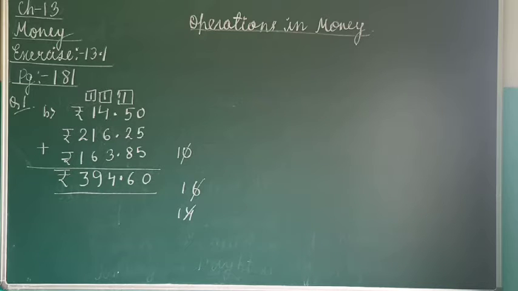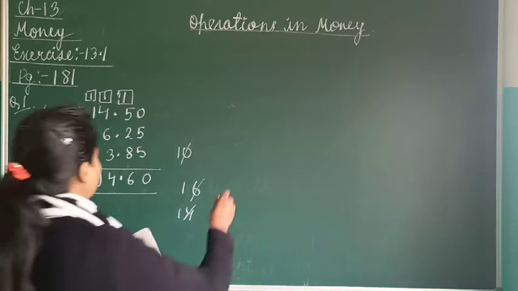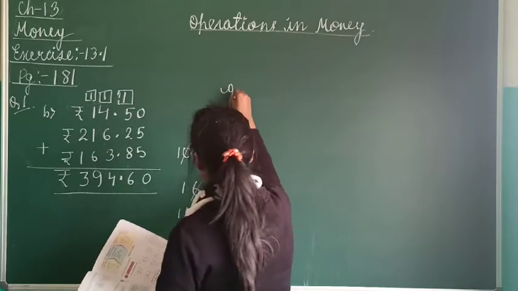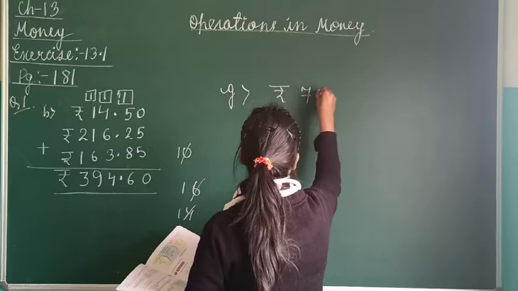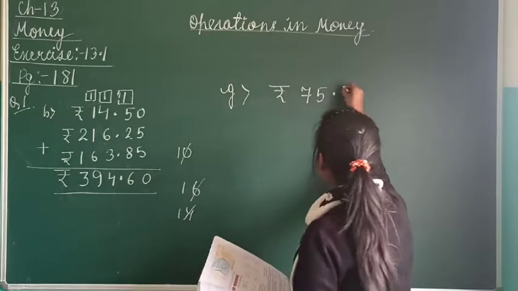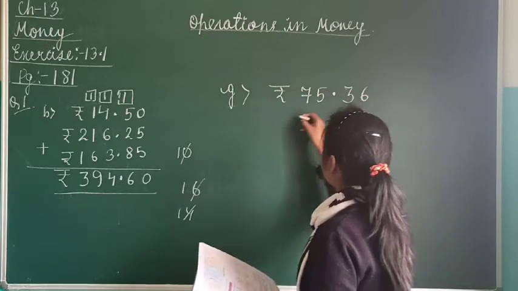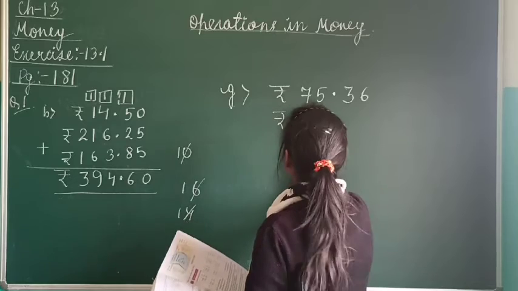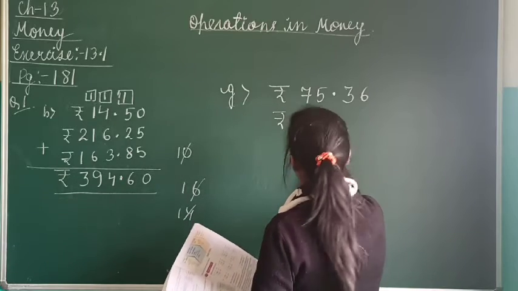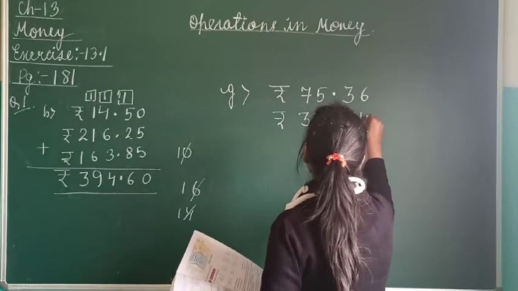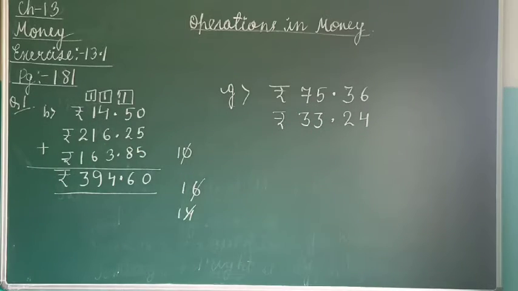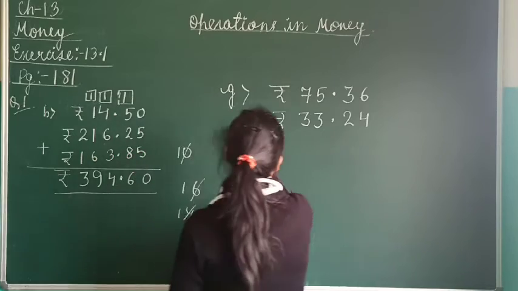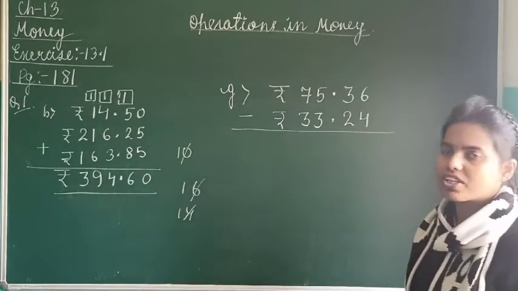Now one question of subtraction, let us see. Question number 1b. Rupees 75.36 and rupees 33.24. Now what do we have to do? Which sign is given? Subtraction sign. So just place the sign here and start doing the operation.